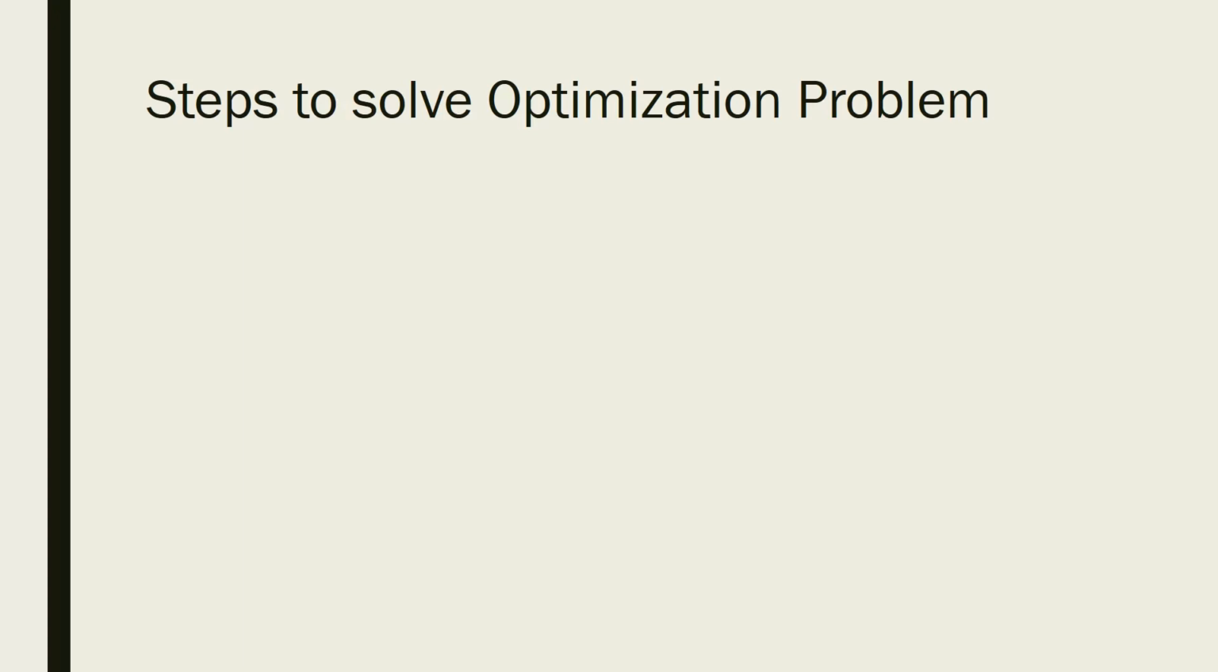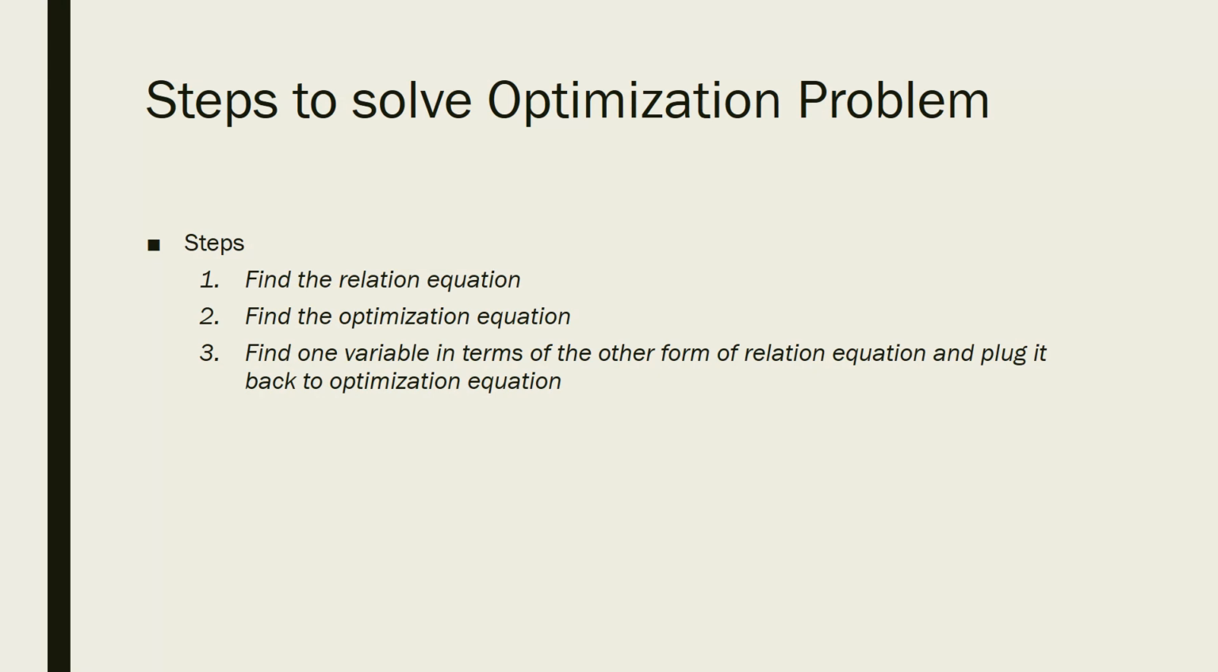Now, let's take a look at the steps to solve an optimization problem. The first step to find a solution for an optimization problem would be to find the relation equation of the problem. And then we can find the optimization equation of the problem. And then we can find one variable in terms of the other from the relation equation and plug it back into the optimization equation.